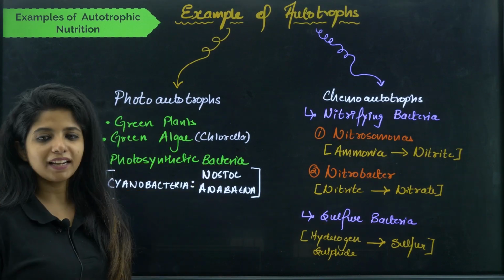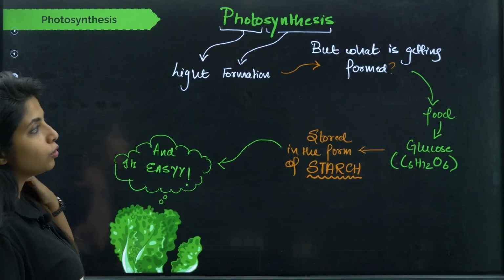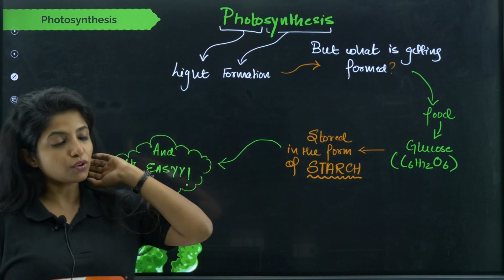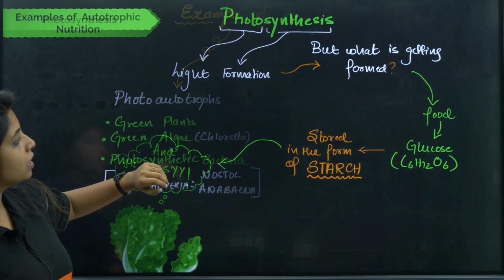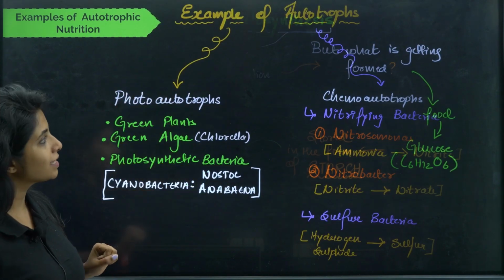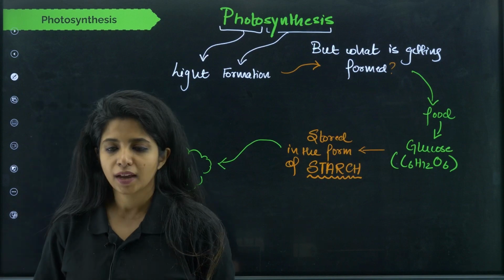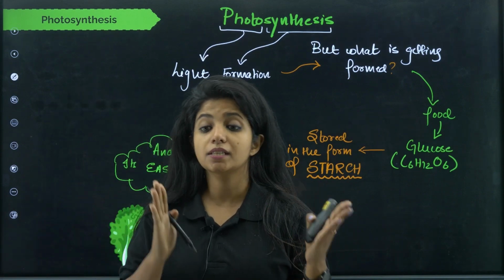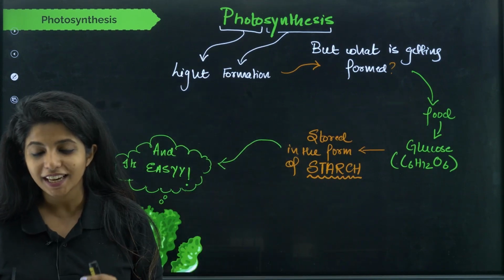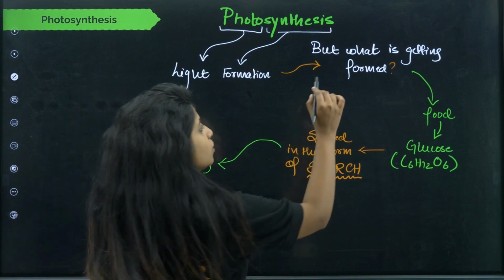Done? Now, the next thing that we have is photosynthesis. So, the plants we saw, the plants are examples of what, children? Plants are examples of photoautotrophs. Now, let's talk about photosynthesis. Photo means light, synthesis means formation of something. But what exactly is formed? That is the whole question.